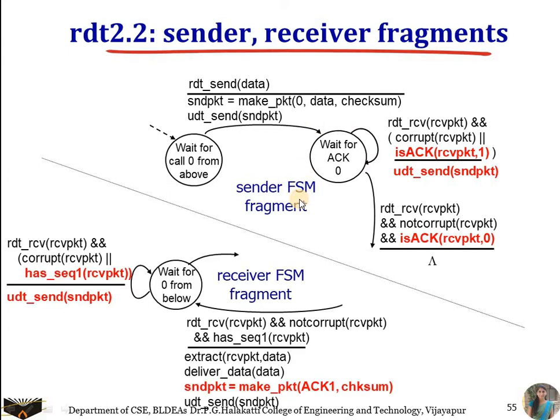Again we have a fragment from the receiver side. Here the receiver is waiting for packet 0 from the below layer, and it receives a packet which is corrupt, because it has received a packet with sequence number 1 where it is waiting for sequence number 0. So it is going to discard the packet and send the acknowledgement for packet number 1, that is, the correct packet which it had received earlier. It has received packet 1 and is waiting for packet 0, so it sends the acknowledgement for packet 1.